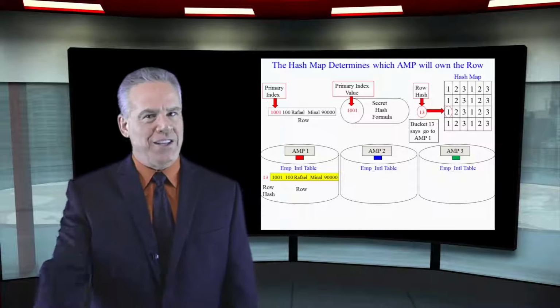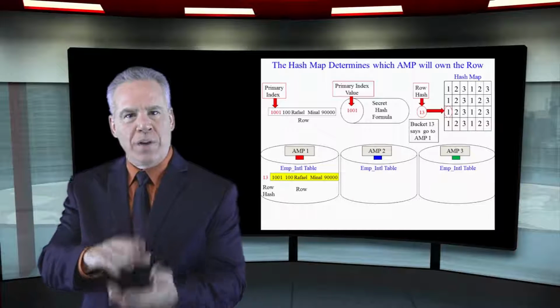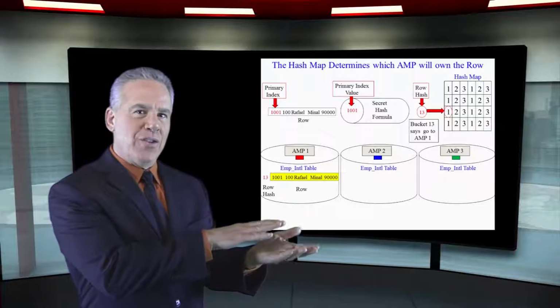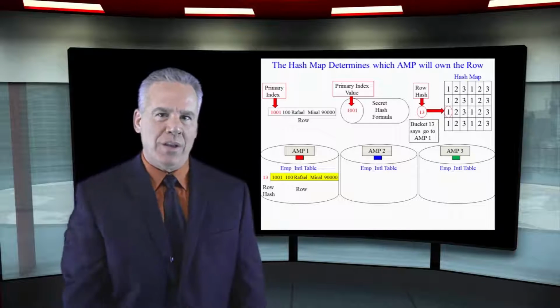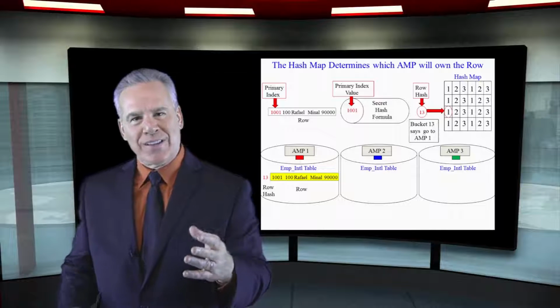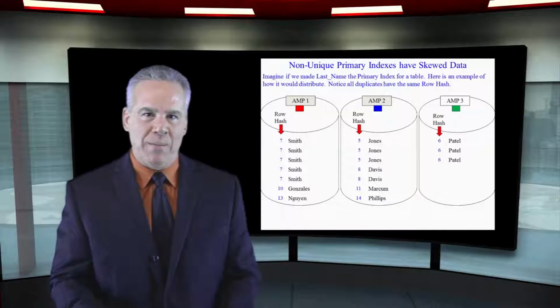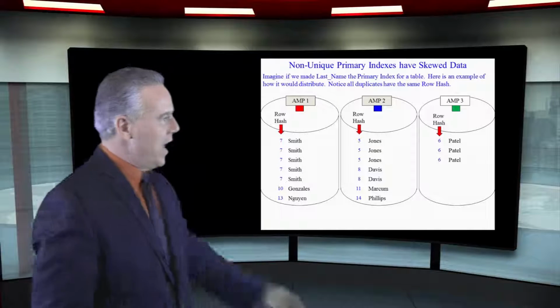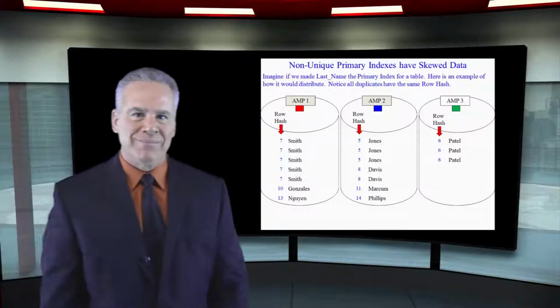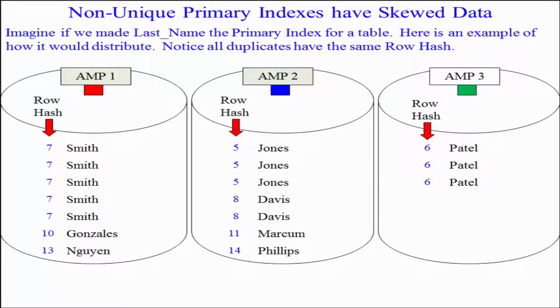You've got the general idea of the hashing formula. One formula hashes the primary index value, gets a row hash, looks at the map, takes the row hash with it. Now let's switch gears. Imagine that we had a non-unique primary index, last name, and everything was hashed, and here's how the data laid out. Notice that all of the Smiths went to AMP 1.